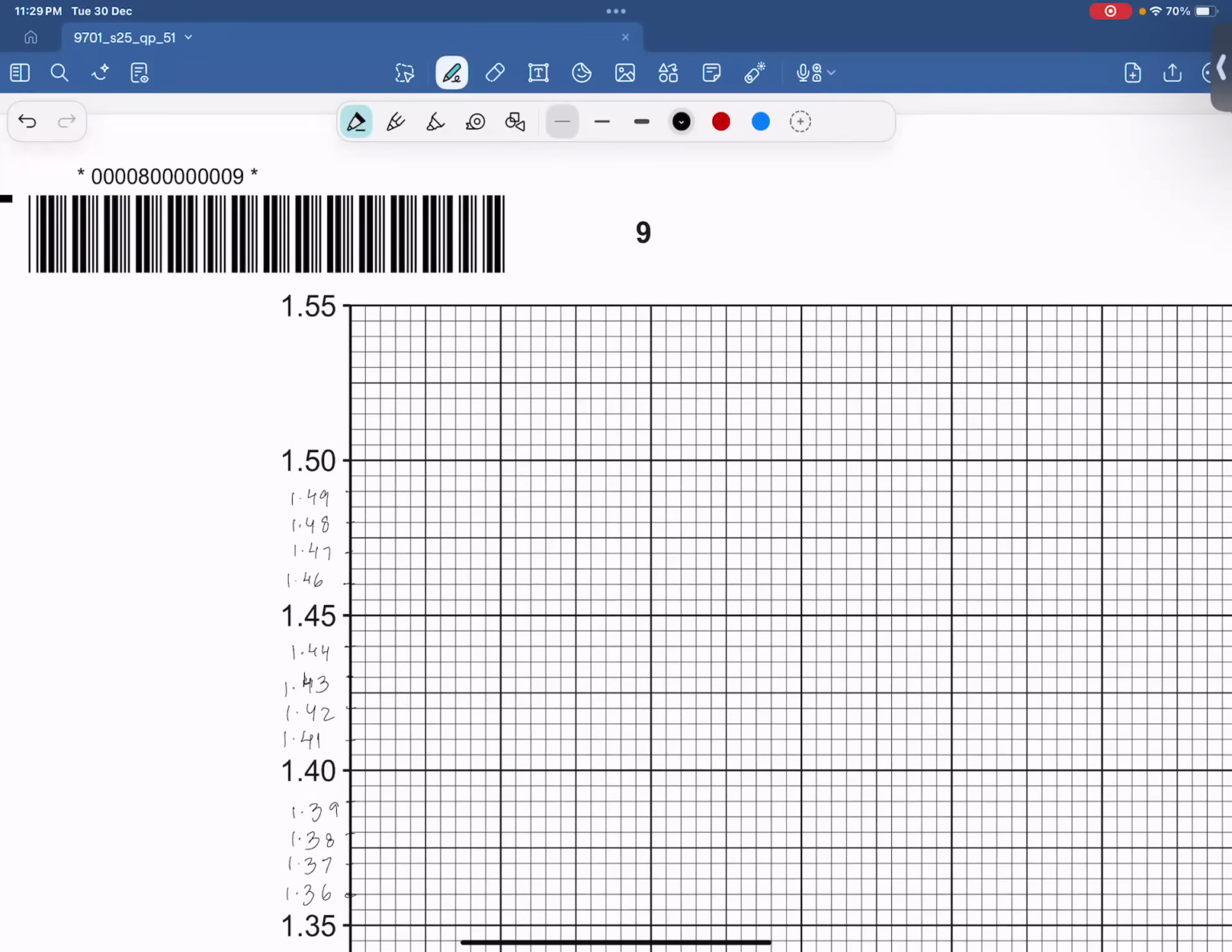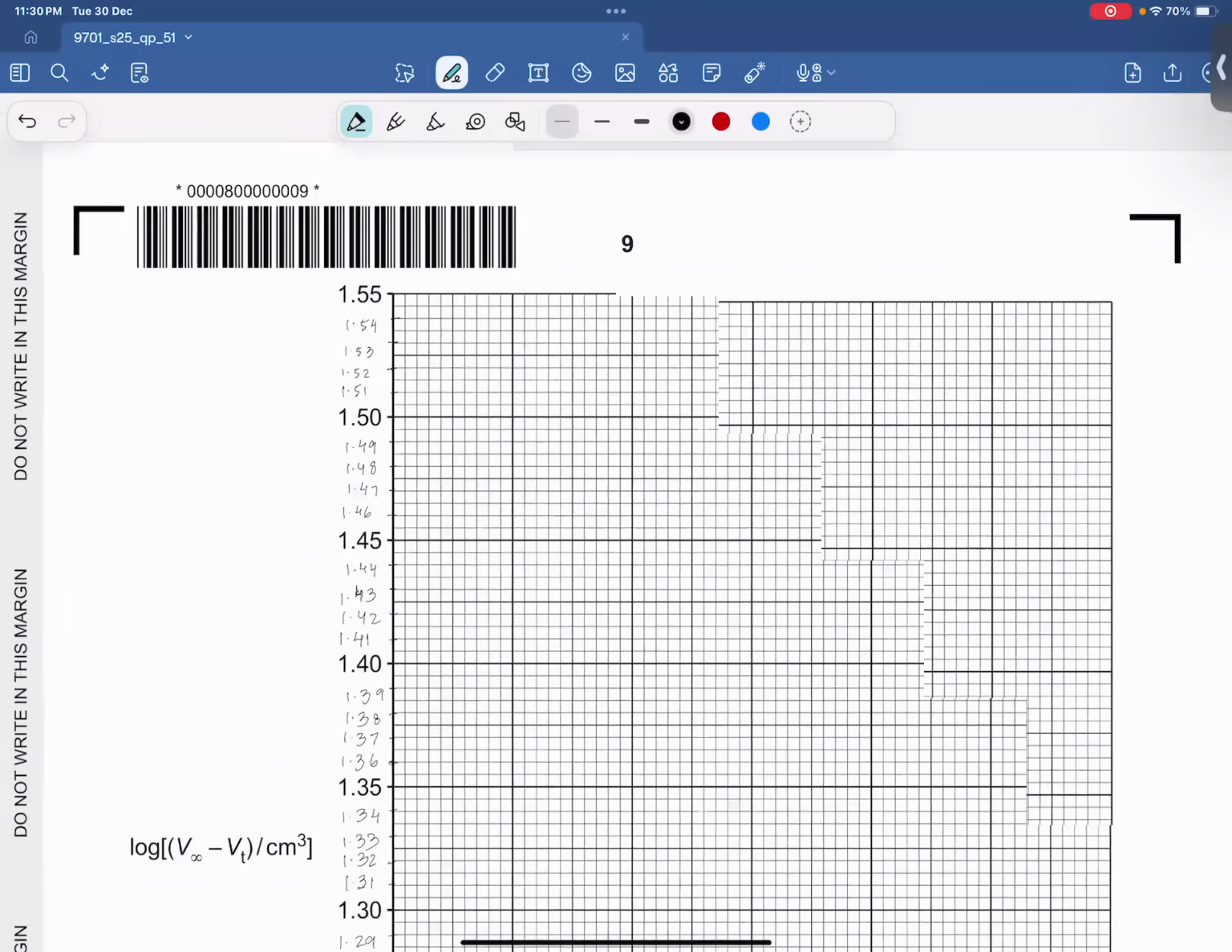1.49, and 1.50, 1.51, 1.52, 1.53. Oh my goodness, 1.53 and 1.54, and then 1.55. Okay.